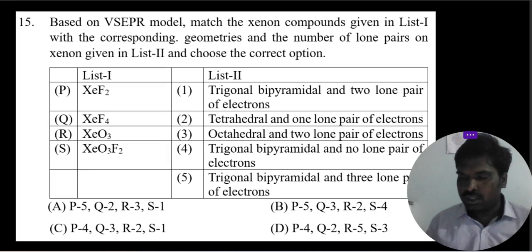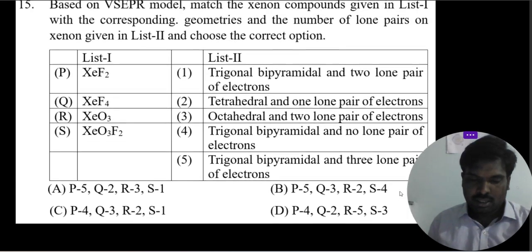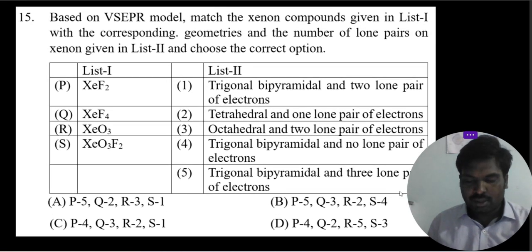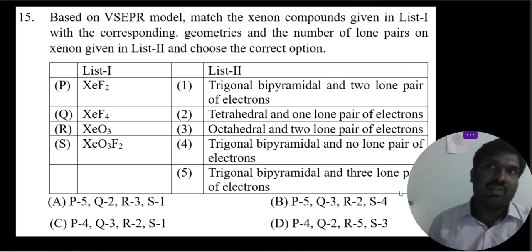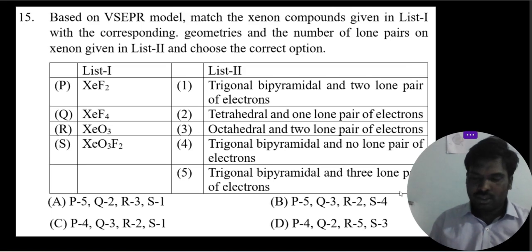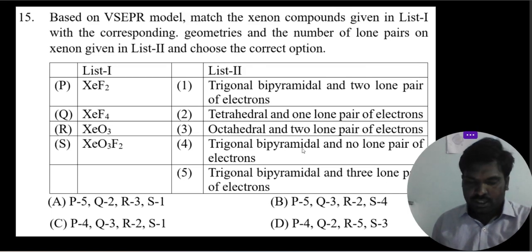Good morning, dear students. Now I want to discuss one JEE Advanced 2024 question from chemical bonding and molecular structure. List 1 has some compounds, and list 2 has geometries and lone pairs on the central atom. So the first one is XeF2. We have to match list 1 compounds with the geometry of the compound and lone pairs on the central atom provided in list 2.